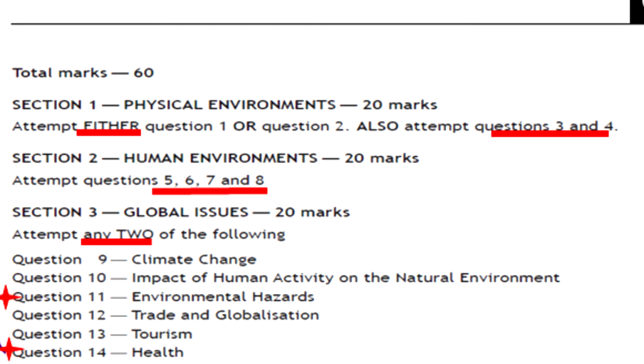For section 2, the human environment section, there are 4 questions, and pupils are required to answer all 4, questions 5, 6, 7 and 8. For the final section, the global issues unit, pupils are presented with 6 possible questions, of which they have to answer 2. Again, based on the topics that we have chosen as a department, the pupils are required to answer questions 11 and questions 14 because they cover the topics that we chose as a department, the environmental hazards topic and also the health topic as well.